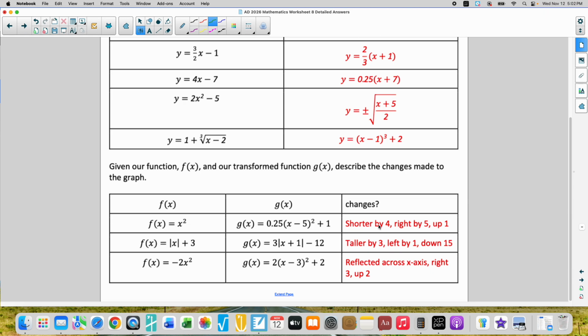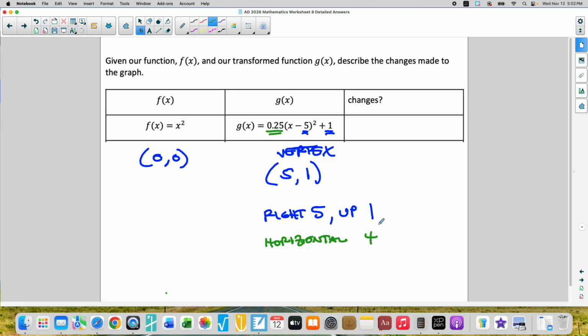If you call that squatting down, okay. I wouldn't have called it that. I would have called it a horizontal dilation. I think it's the word that they use.